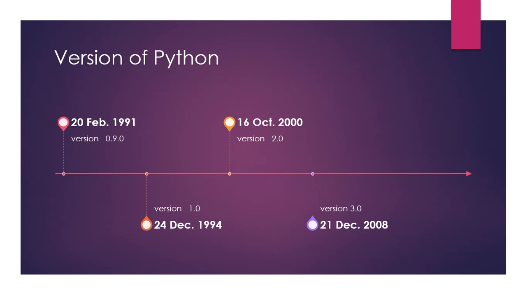Version 1.0 was released on 24 December 1994, version 2.0 on 16th October 2000, and the third version on 21 December 2008. Here, 1.0 and 0.9.0 are totally obsolete right now. Some projects and companies are still working on version 2.0, but Python announced that within a few years it will not support Python 2.0, so it is also going to become obsolete. The new version going to be released within a few years is Python 4.0, and we are going to work on Python 3.0.